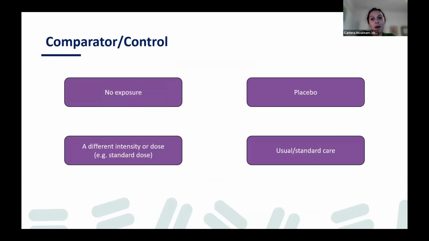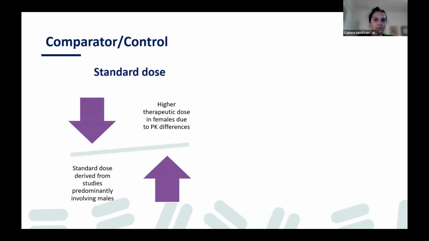Next, we move on to the comparator or control group. Usually this would be either no exposure, a placebo, a different intensity or dose of a treatment, or usual or standard care. And what I think is an interesting consideration for this component of the PICO is whether your chosen control is genuinely equivalent across sex or gender groups.